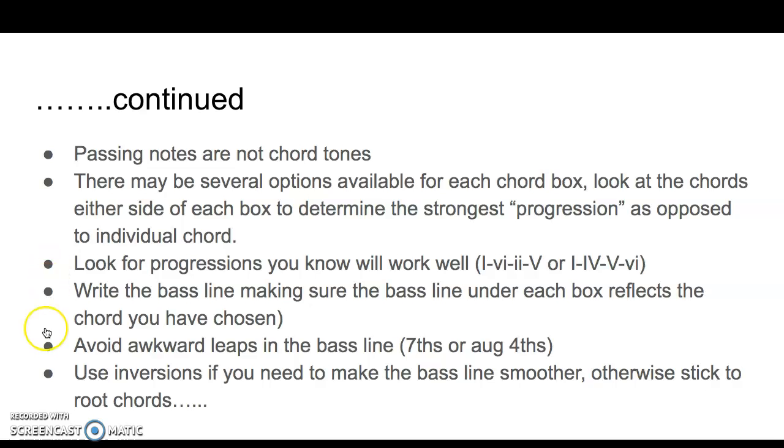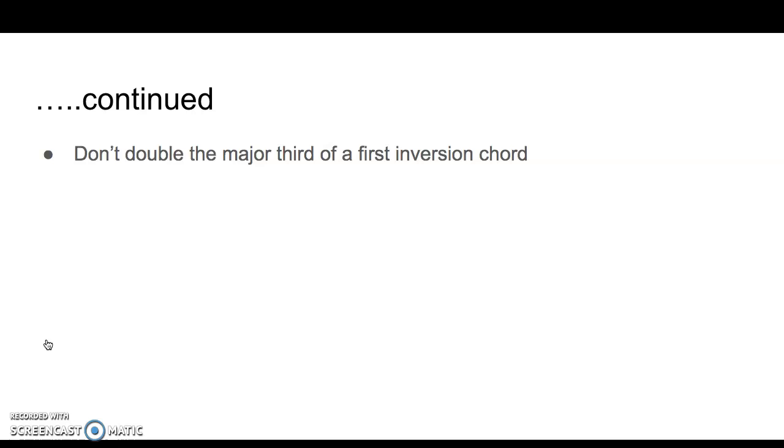Write the bass line, making sure the bass line under each box reflects the chord you have chosen. Avoid awkward leaps in the bass lines, sevenths or augmented fourths, and use inversions if you need to make the bass line smoother. Otherwise, do stick to root chords. Finally, don't double the major third of a first inversion chord. So again, keeping to the key of C. If you're going from the chord of C to the chord of C over E, or in Roman numerals, 1 to 1B, make sure in the second chord there, 1B or C over E, that you don't have an E in the melody. You're doubling the third.